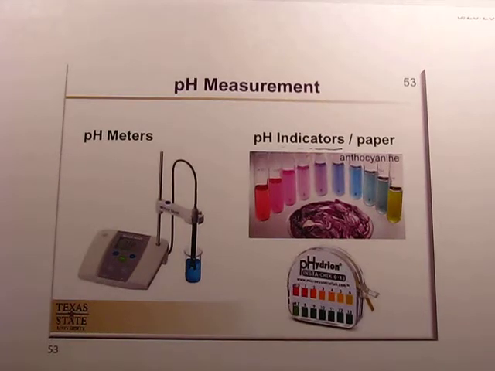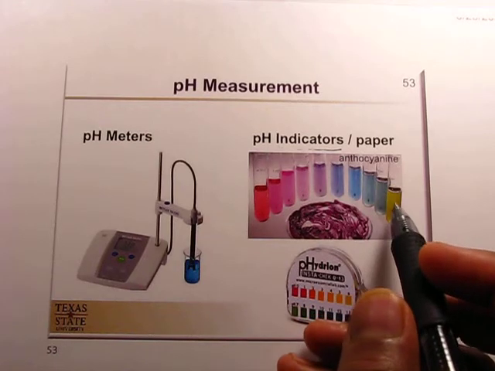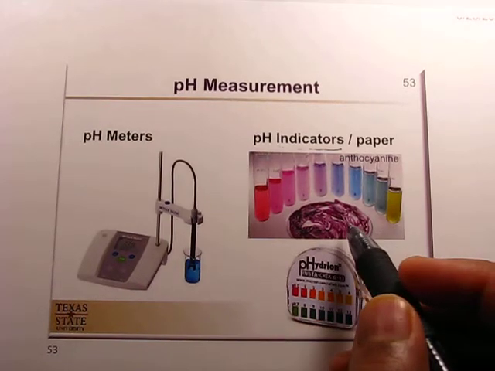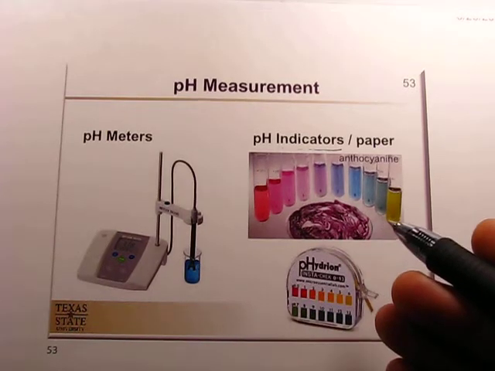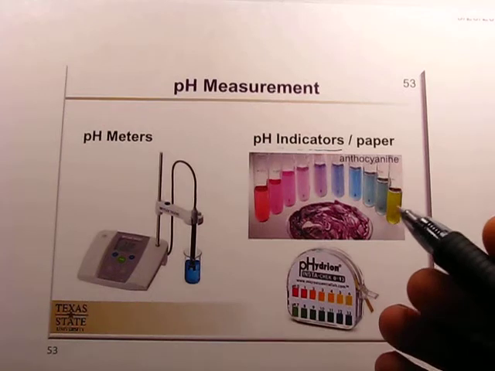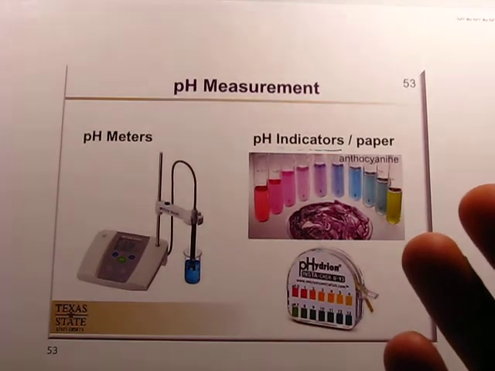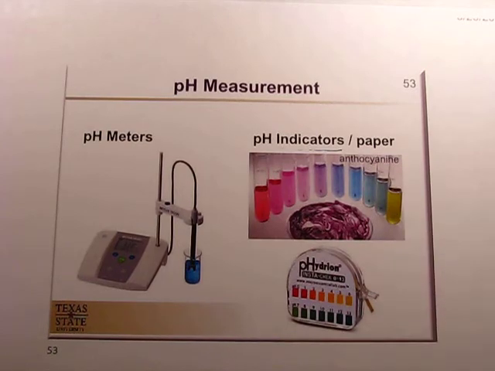When we treat it with the acid, it will give red color. When we add a base into the cabbage extract, basically you can cut the red cabbage, boil it in water and strain it, and then that purple color solution acts as an indicator, right?